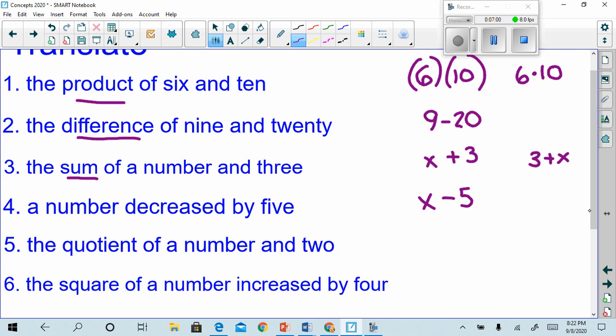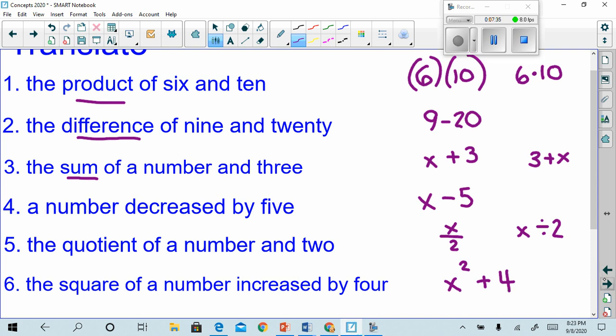Next we have the quotient of a number and 2. Again, sometimes you'll see it with a division symbol. Most of the time in algebra, it will be this first way with the division line. And number 6, the square of a number increased by, tells me add 4. So look back, compare your answers, and see how you did.